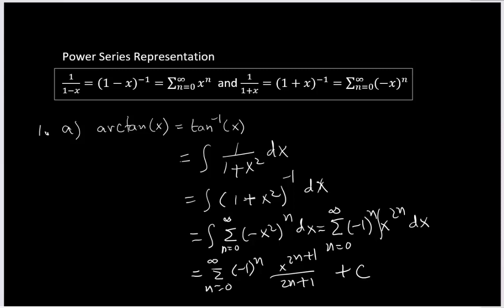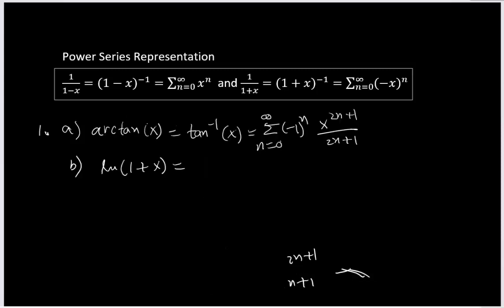Now you can quickly check that if I have x equals 0, arctangent is 0. So the left side is 0. On the right side we have the summation sign here. Everything goes to 0, so therefore C is 0. So in this case, you can drop C. Then the expansion for arctangent x is now the summation n goes from 0 to infinity, negative 1 to the n, and then x to the 2n plus 1 over 2n plus 1. So we'll be producing our second formula.